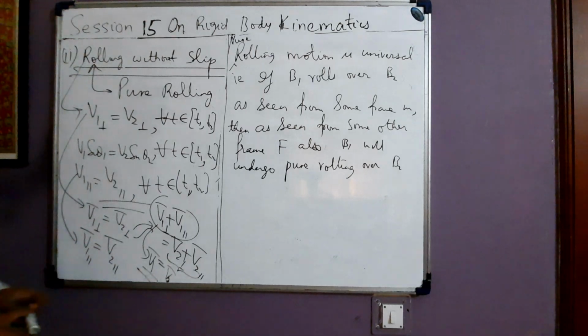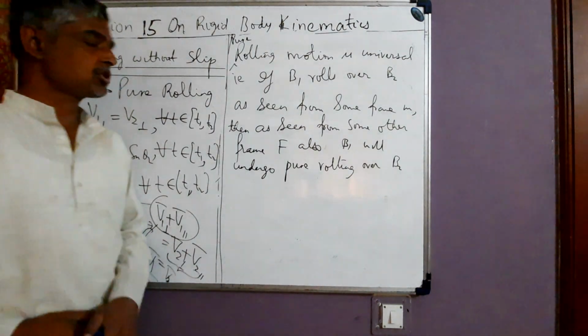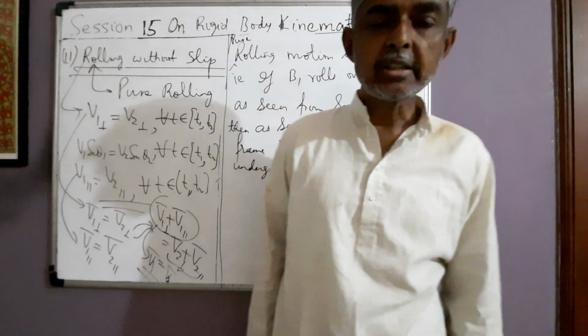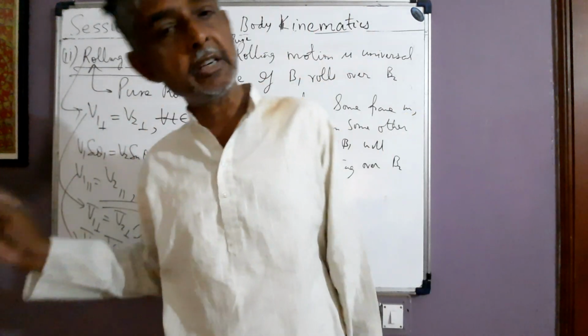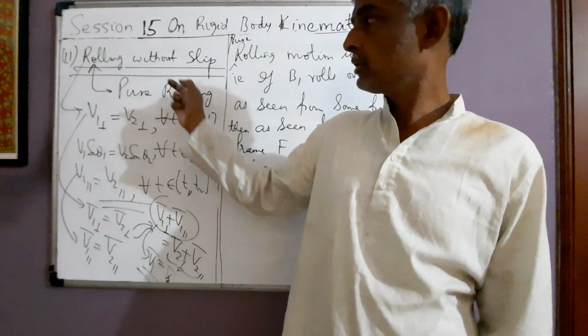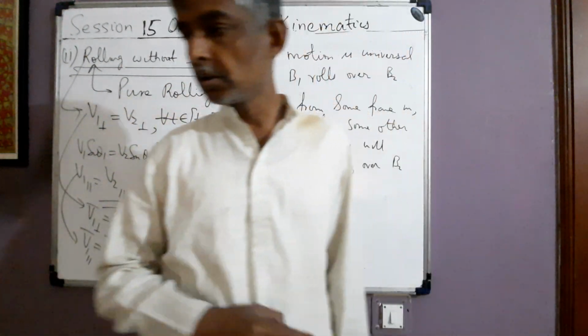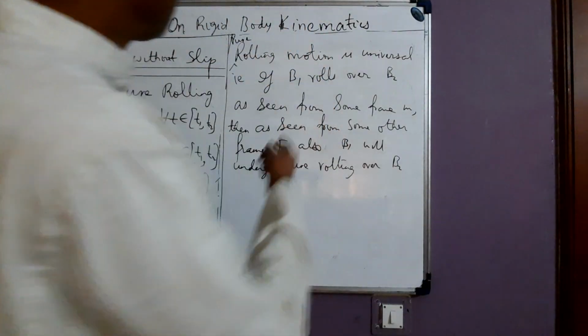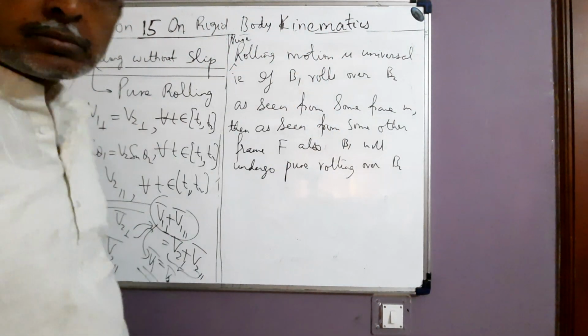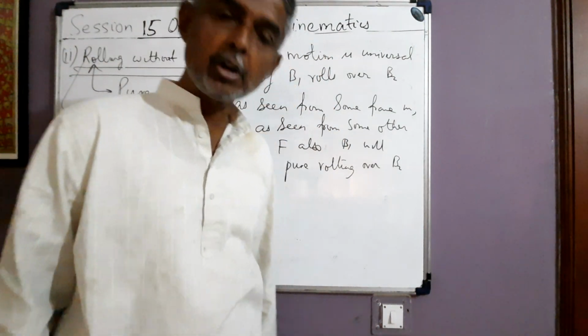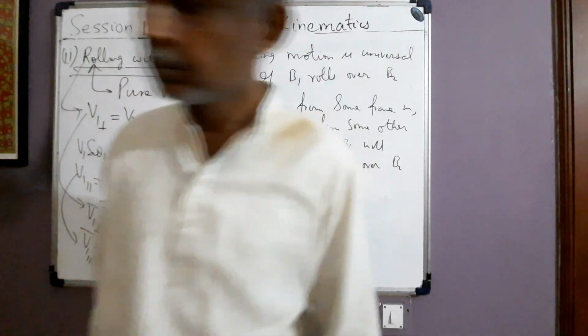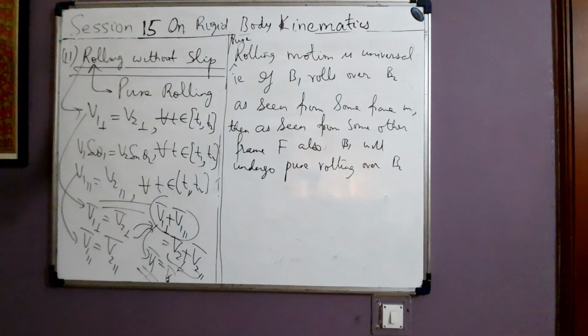So this was the 15th session on rigid body kinematics. This chapter was wholly dedicated to the discussion of rolling motion, which I have discussed fully. And in the 16th session on rigid body kinematics, I'll take up examples on rolling motion. This I close here.